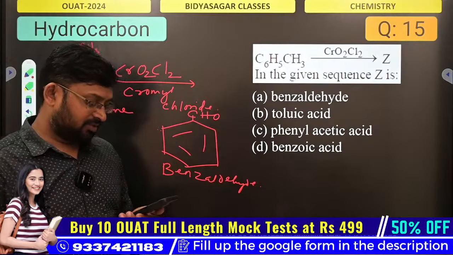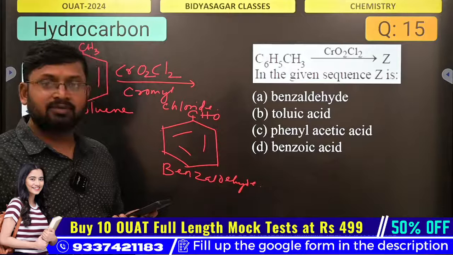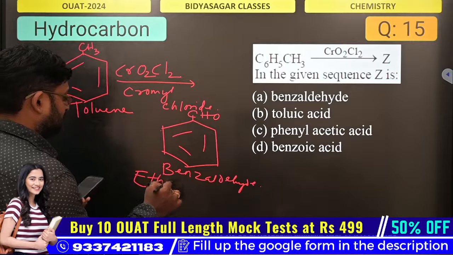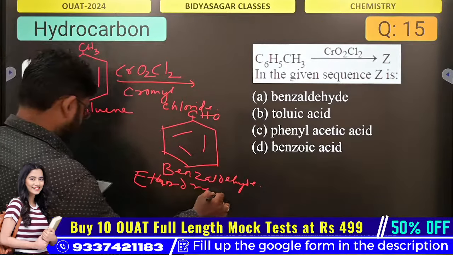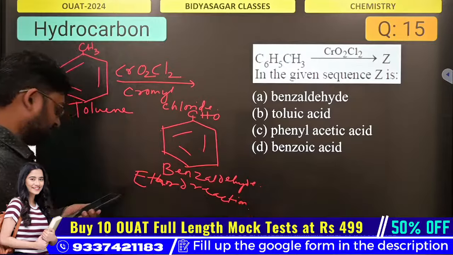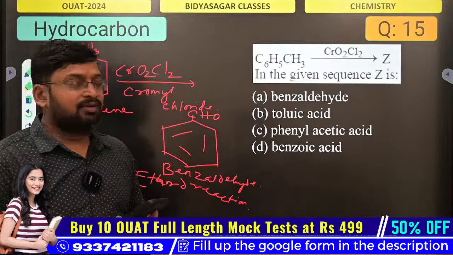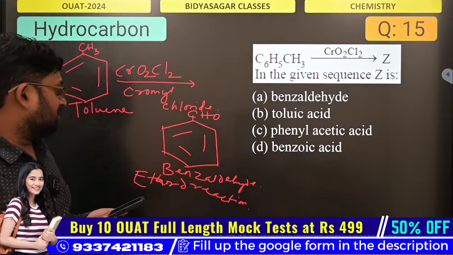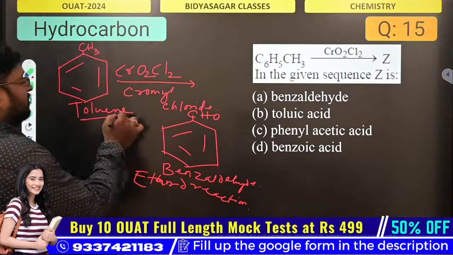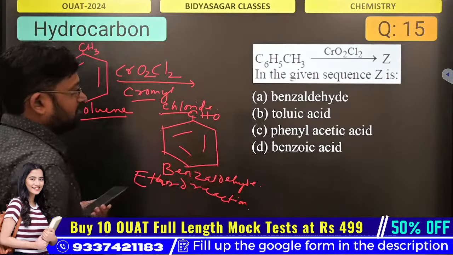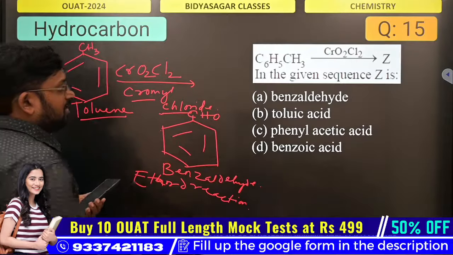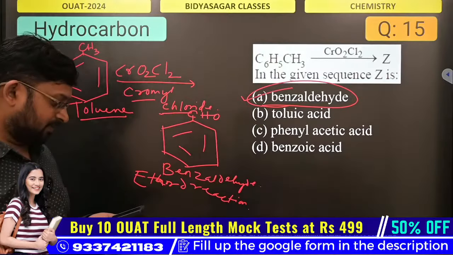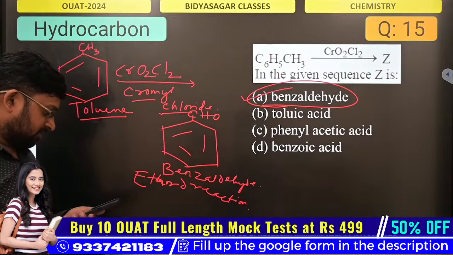What is this reaction called? This reaction is called the Etard reaction, right? So toluene is oxidized by chromyl chloride and it will give you benzaldehyde. So benzaldehyde is the correct answer. Option A is the correct answer. Etard reaction, right? Very good, Chiranjeevi.